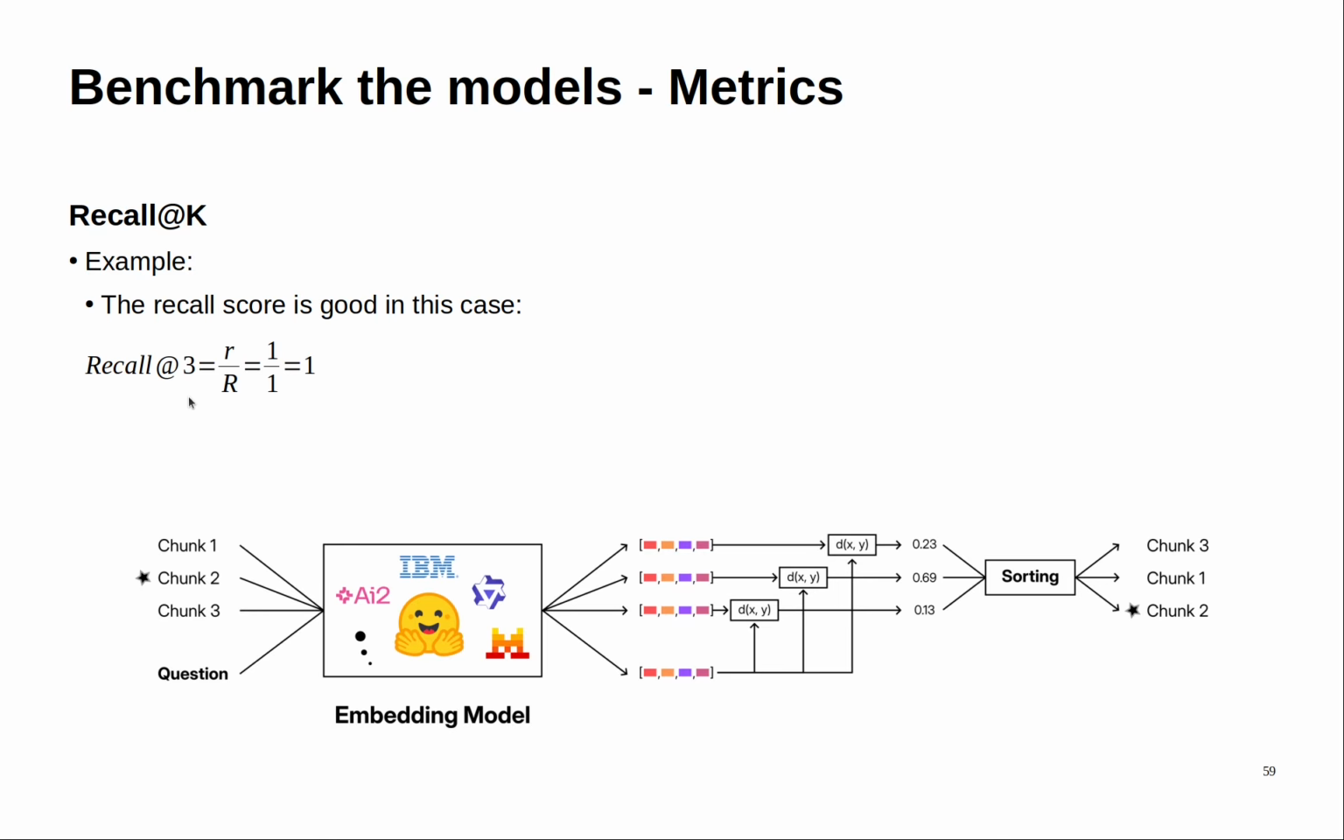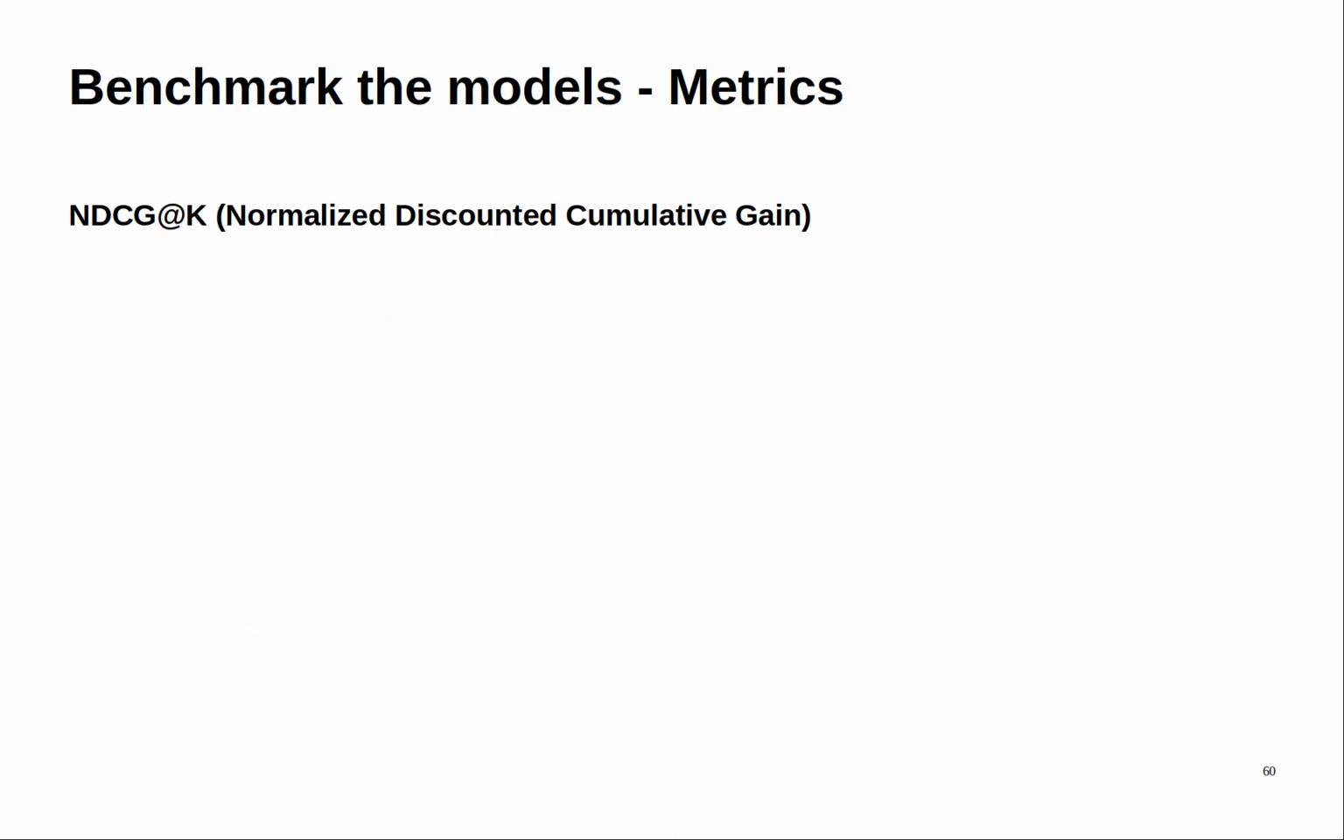As you can see, recall is perfect, but the problem is that chunk 2 appears in the third position. So recall does not care if your document appears in the first position, second, or last. And this metric combines the previous two together into one metric that we call NDCG. And this one considers the position of the relevant document, unlike the recall at k.